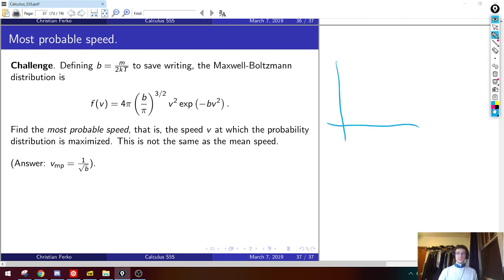We know what this distribution looks like, right? It peaks somewhere, and then it falls off. And what we just found a moment ago was the average speed, which is actually shifted a little bit to the right because of this long tail. A totally different question you could ask is, what is the most probable speed? By most probable speed, I mean, what is the maximum of this function, the point at which the derivative is 0?